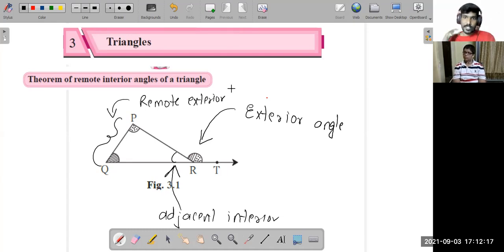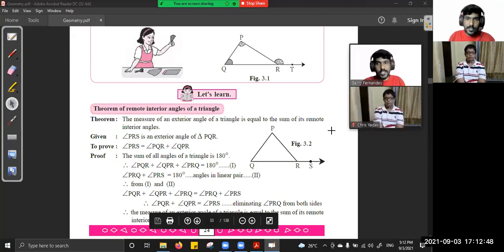Are these terms clear? What is an exterior angle? What is an adjacent interior angle? And what are remote interior angles? So adjacent interior angles are near the exterior angle, right, sir? Yes, just beside it. That is why we call it adjacent. But for this theorem, we are concerned with the remote interior angles. Now, what does this theorem say?